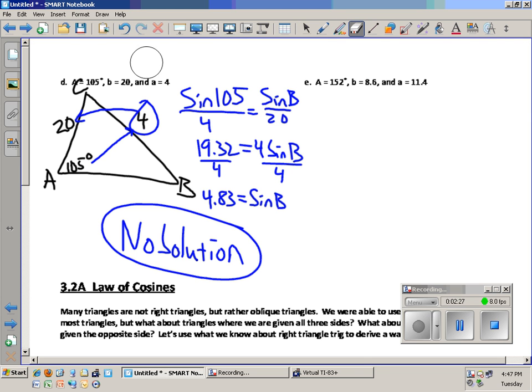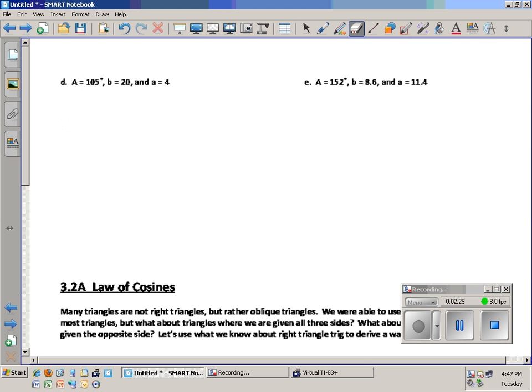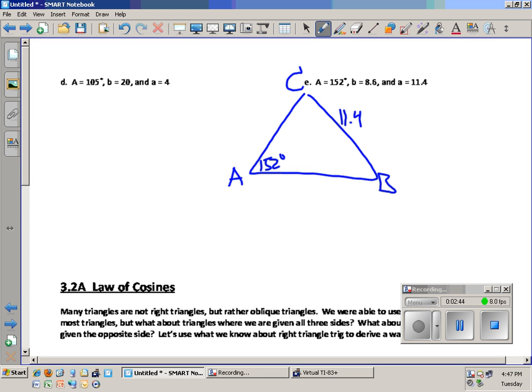This next one, we draw this one again. Angle A is 152. Angle A, angle B, angle C. Side A is 11.4. Side B is 8.6. So we set it up. Again, we're given an angle, a side, and a side. It's ambiguous. We don't know for sure what's going to happen, so we check it out.